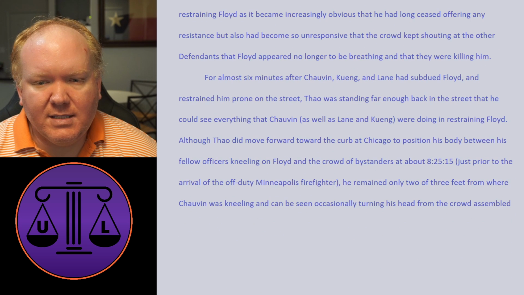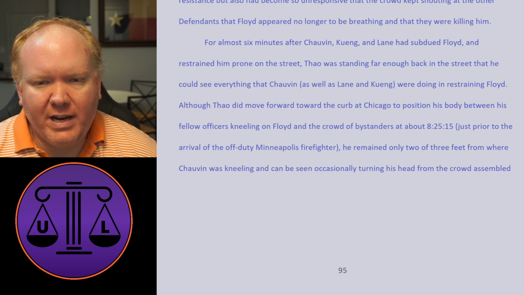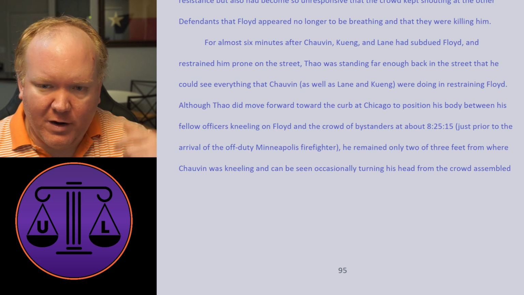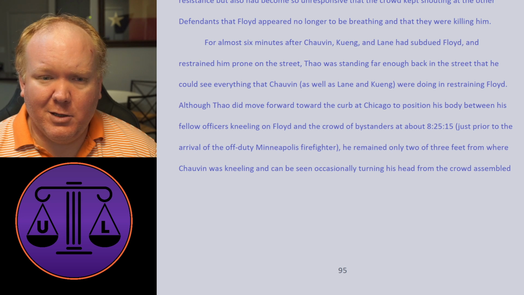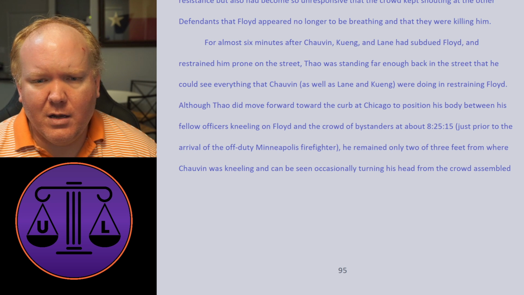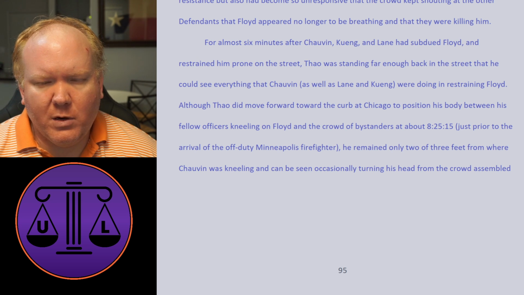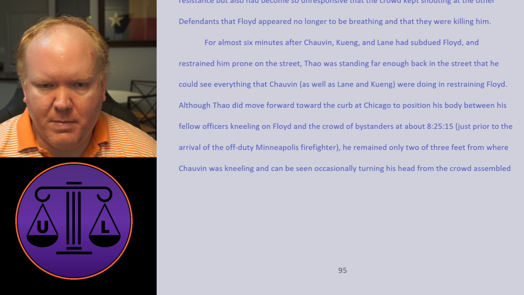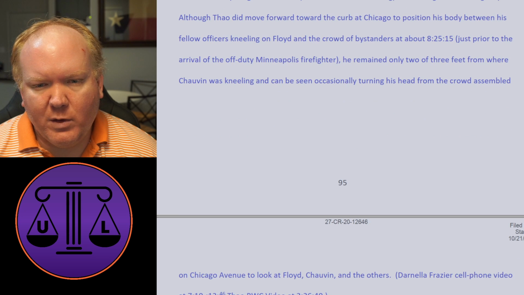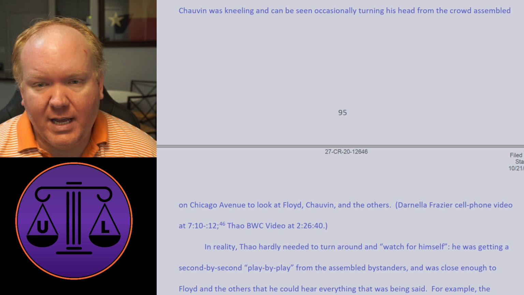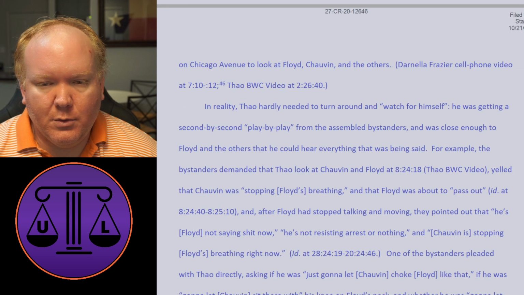For almost 6 minutes, they restrained him. Thao was standing far enough back in the street that he could see everything that Chauvin was doing in restraining Floyd. Not that he was necessarily looking, because he was also looking to the crowd. Although Thao also did move forward to the curb at Chicago to position his body, kneeling on Floyd, he remained only 2 or 3 feet from where he could occasionally be seen to turn his head from the crowd assembled to other people.